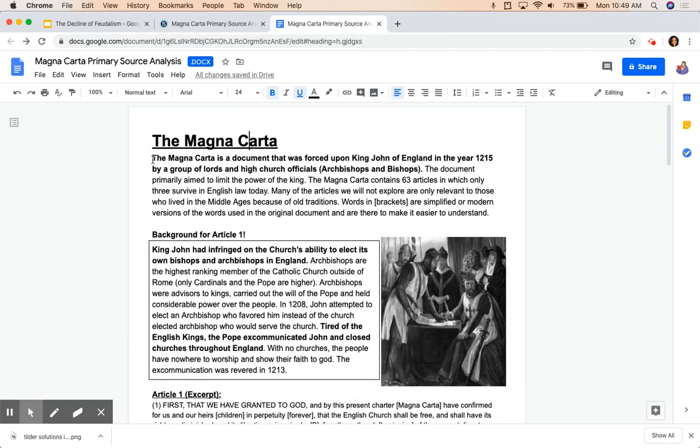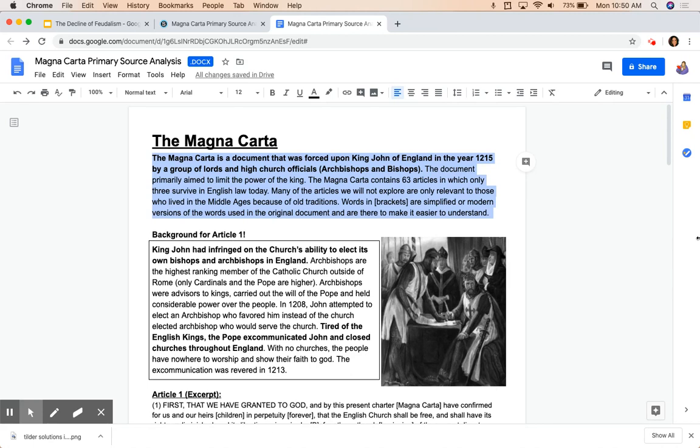So if you just want to follow along with me, I'm going to start by reading our little intro up here. The Magna Carta is a document that was forced upon King John of England in the year 1215 by a group of lords and high church officials, so those archbishops and bishops. The document primarily aimed to limit the power of the king. The Magna Carta contains 63 articles, of which only 3 survive in English law today.